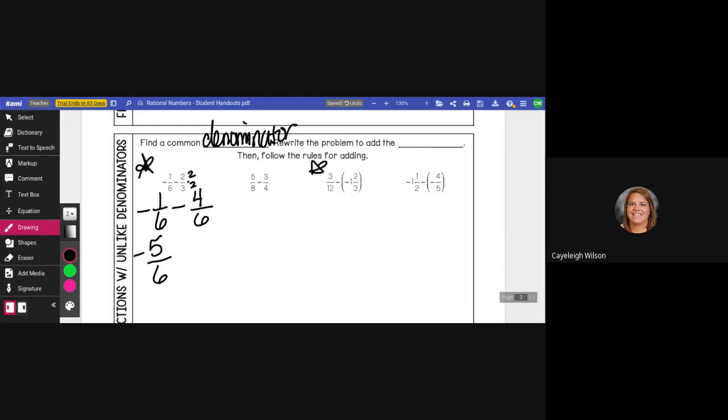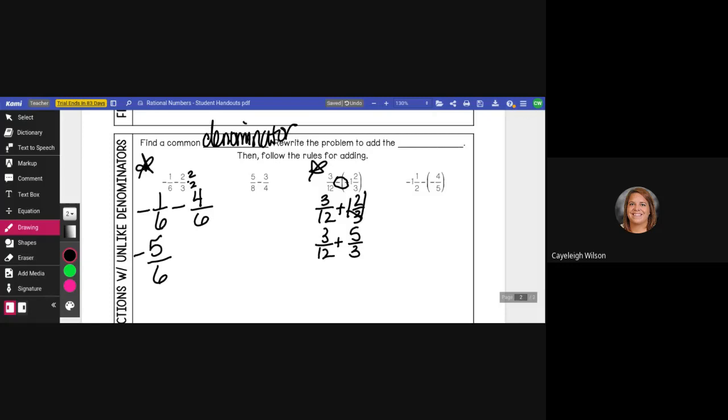All right, I'm going to move to this one. So 3/12 minus -1 and 2/3. So minus a negative, I know that's going to change to be plus a positive. And then I'm going to go for it. So I notice that I have a mixed number. So I'm going to change that to improper. So 1 times 3 is 3, plus 2 is 5. And then that makes it ready for a common denominator.